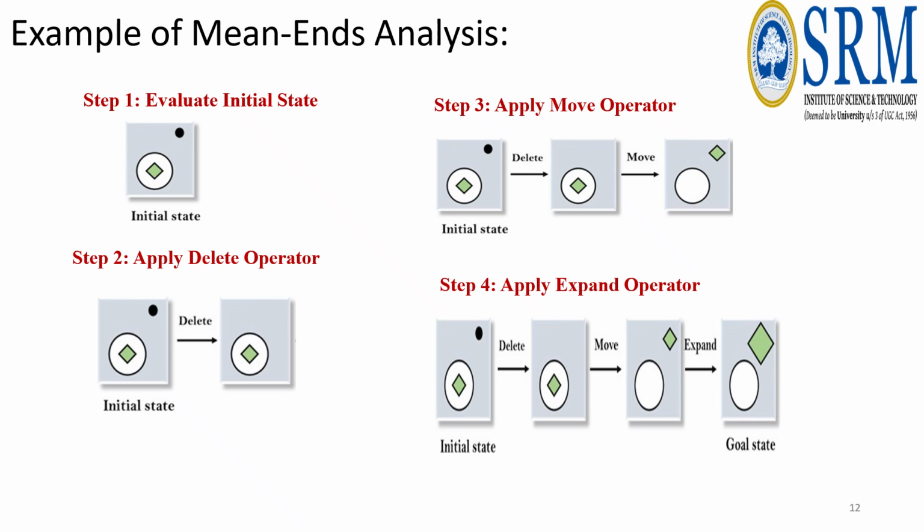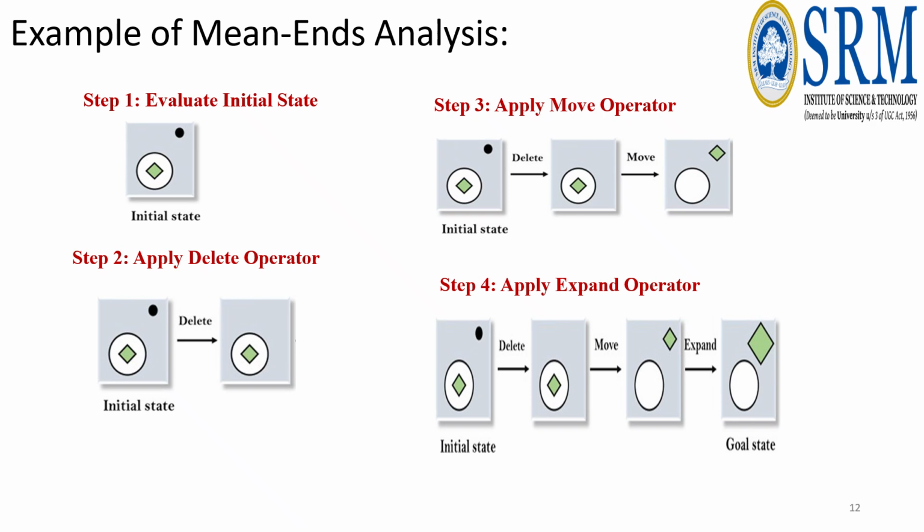So we will be removing the dot symbols. For that we are going to apply the delete operator to it. Based on the delete operator, we are going to neglect the dot operator by using the operation called delete from the initial state, and here we will have only the circle, inside which we have the diamond symbol. In step 3 we are using the move operator.